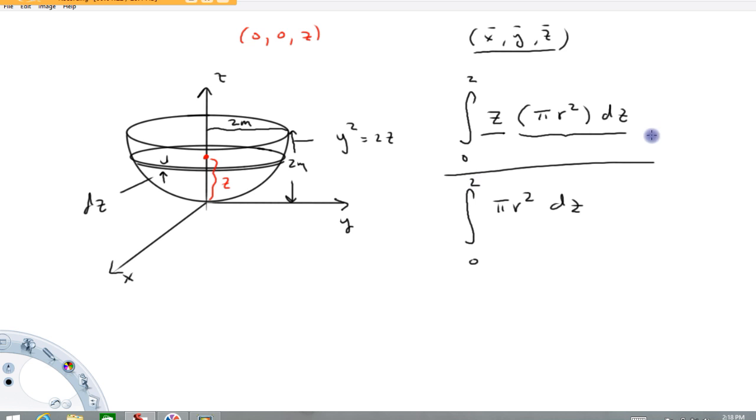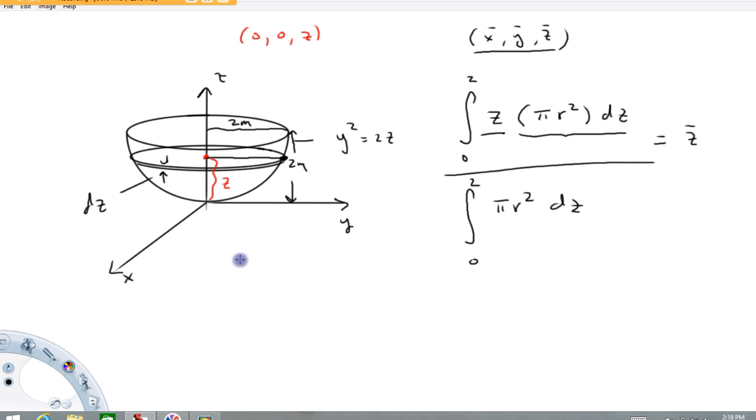So this integral divided by this integral should give me z bar, because again we are averaging the z coordinate of all these little elements. And now it's just a matter of working out the integral. Now this point right here, this distance on this graph is the radius, but it's also equal to y. So r and y are the same, and y squared is equal to 2z.